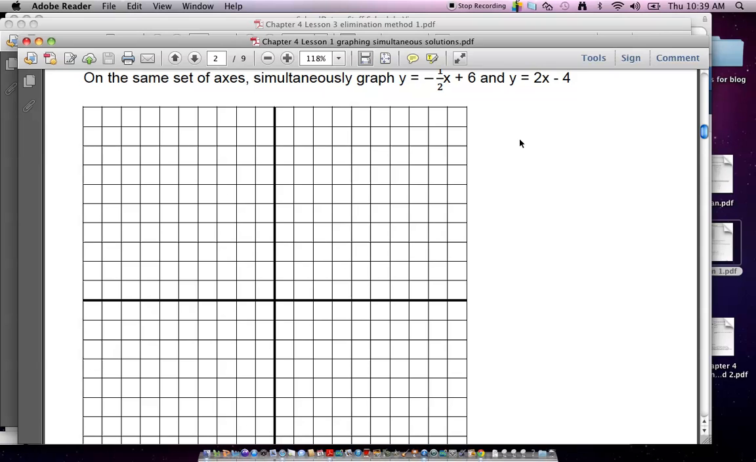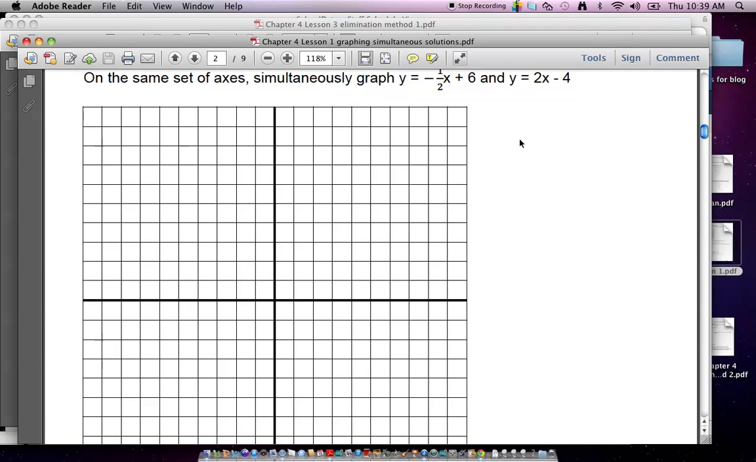Oh, your slope is wrong in number 1, negative 1/2 x plus 6. Negative goes down. That looks good. Yeah, from a quick look, it looks good. Another minute or so, guys.